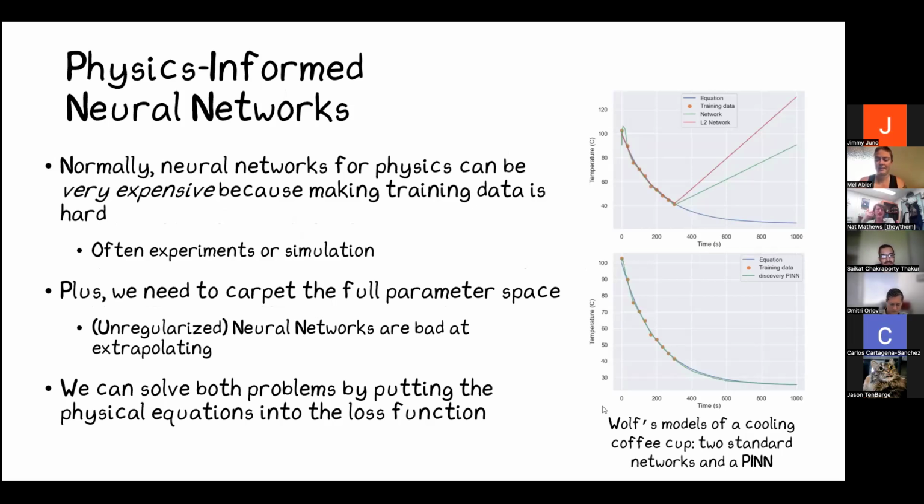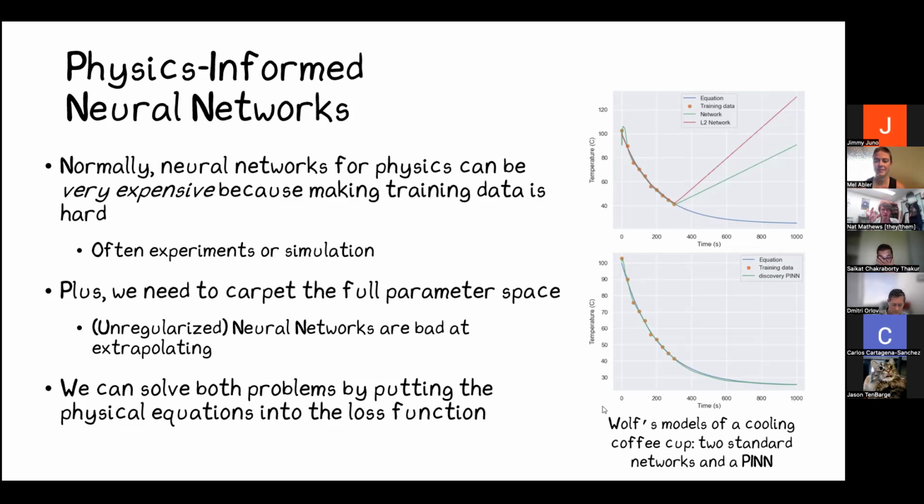Normally, neural networks for physics can be really expensive because making training data is hard because you have to run a bunch of experiments, or you have to send a probe into space or something like this. You run huge expensive simulations on a computer. It's difficult to get training data, and you usually don't have a lot of it. And you also really need to carpet your whole input space, because most machine learning models are bad at extrapolating. They're good at interpolating, they're bad at extrapolating a lot of the time.